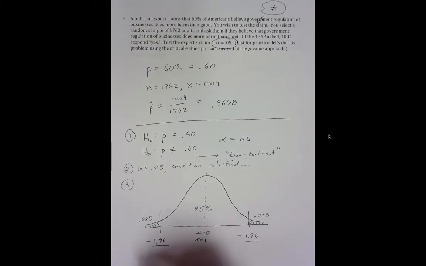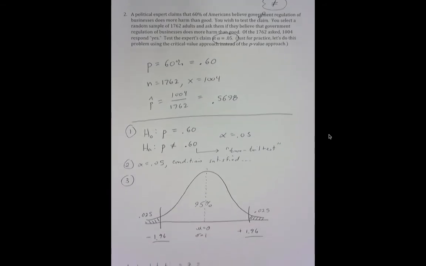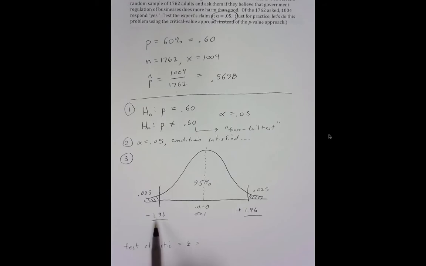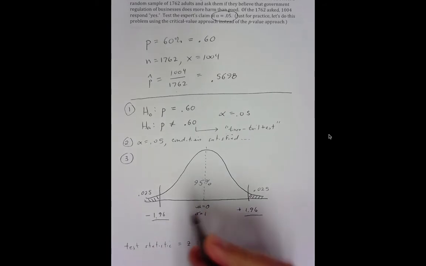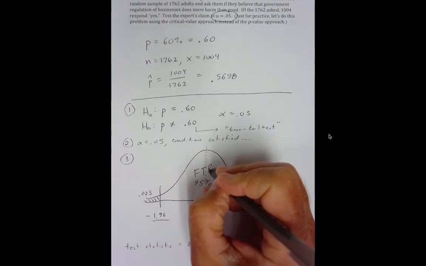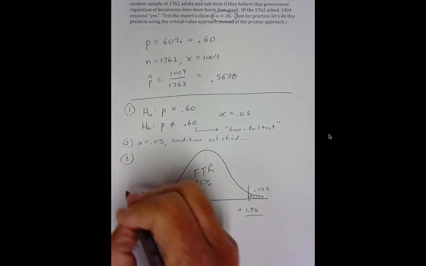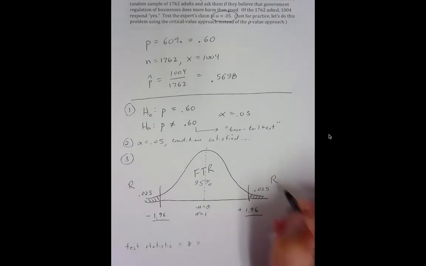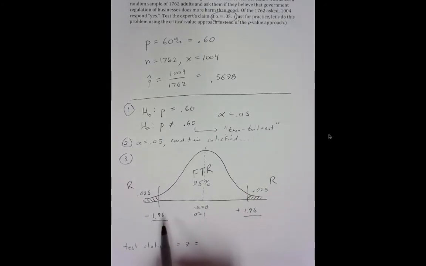Now, what I need to do next is see where my test statistic falls. If it falls between negative 1.96 and positive 1.96, it means I fall in this area, which is fail to reject. If it falls in one of these tails, higher than 1.96 or less than negative 1.96, well, we fall in the rejection region. So let's go calculate it.